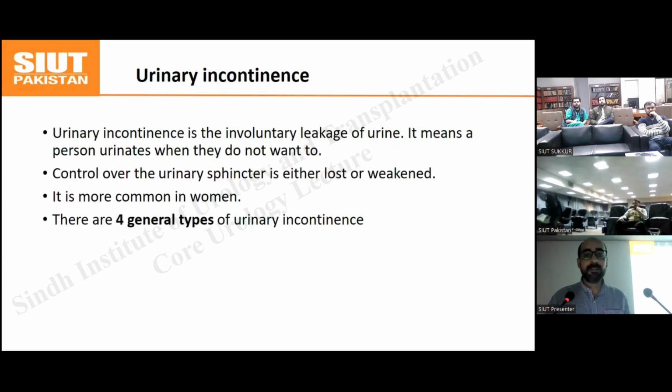Urinary incontinence is the involuntary leakage of urine. It means the person urinates when they do not want to. Control over the urinary sphincter is either lost or weakened. It is most common in women. There are mainly four general types of urinary incontinence.